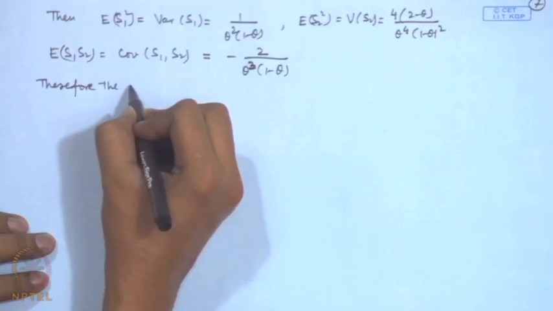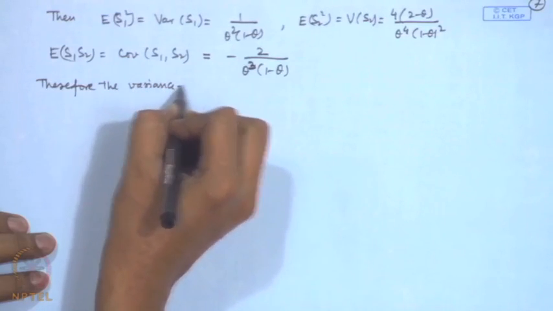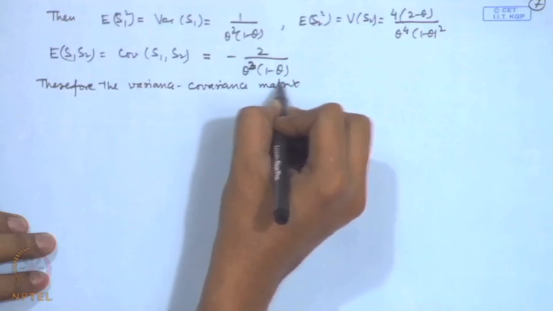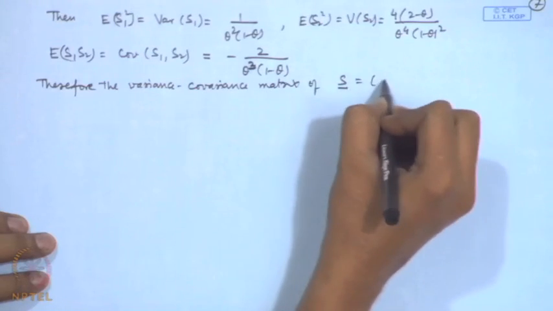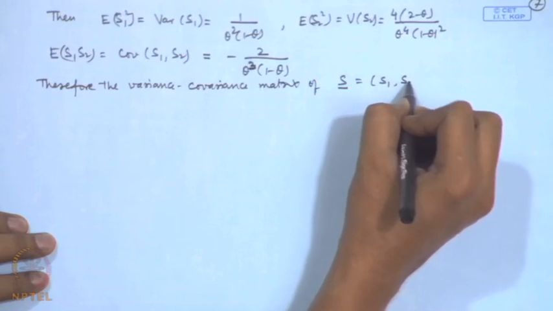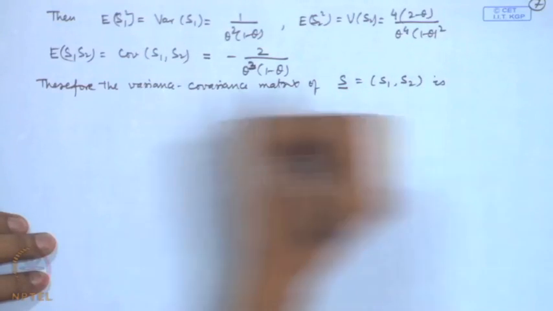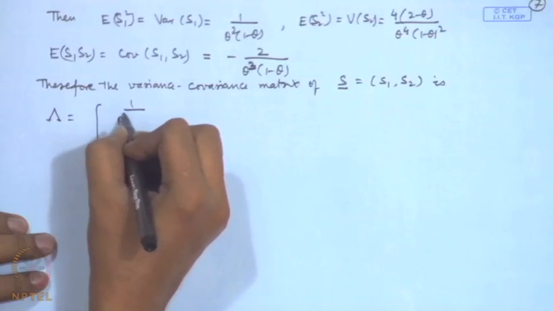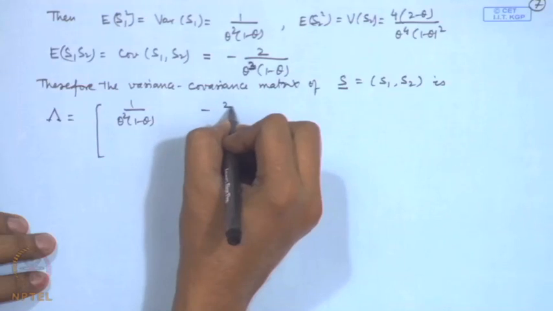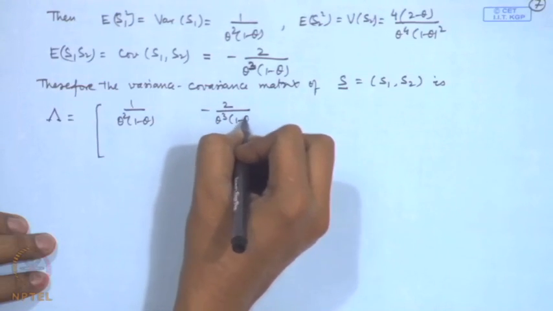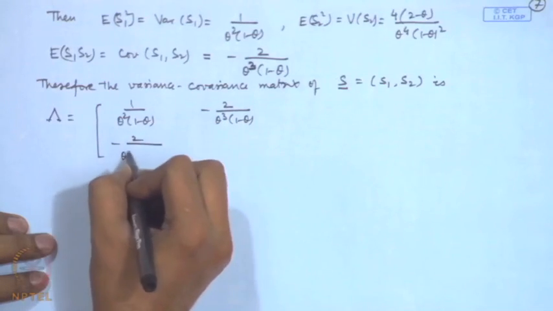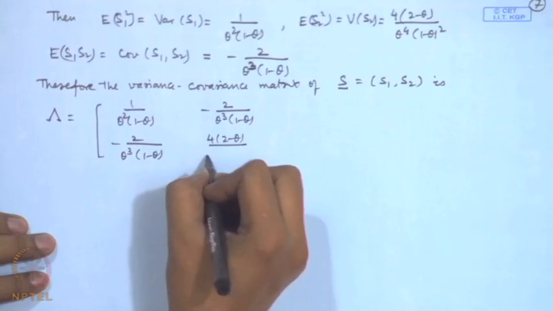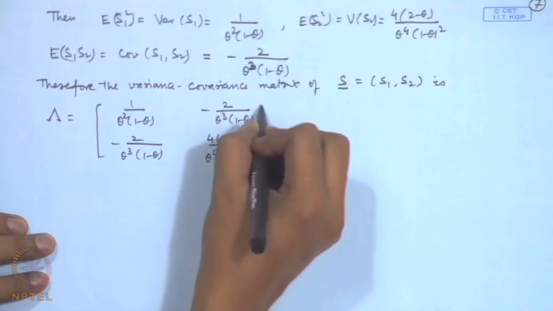Therefore, the variance covariance matrix of S, here we are going only up to second stage, that is lambda, is equal to 1 by theta square into 1 minus theta, minus 2 by theta cube into 1 minus theta, and 4 into 2 minus theta divided by theta to the power 4 into 1 minus theta square.